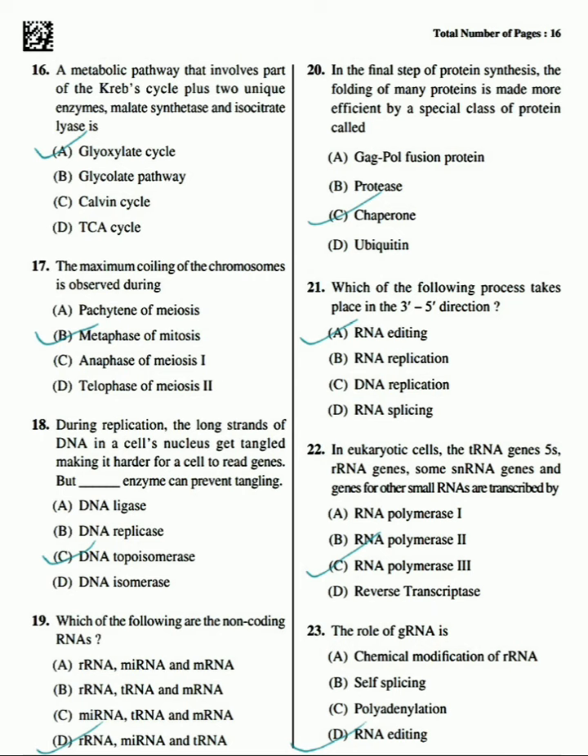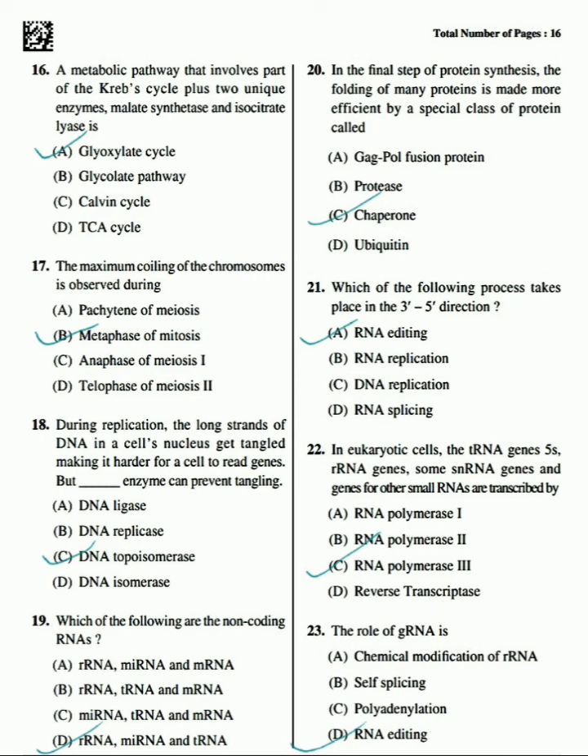Next question: in the final step of protein synthesis, the folding of many proteins is made more efficient by a special class of protein called... Gag-Pol fusion protein has no role here. Protease, that is a protein degrading enzyme, has no role here. Ubiquitin has also got no role here. The only correct answer here is chaperone.